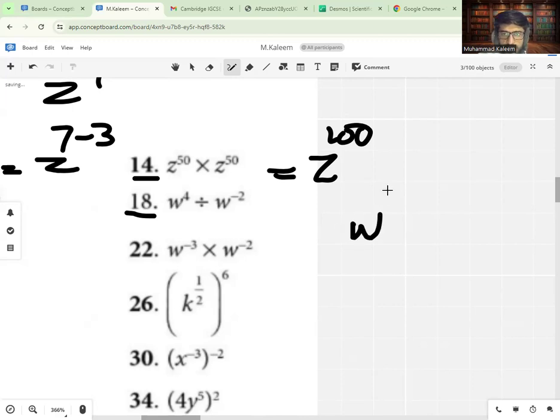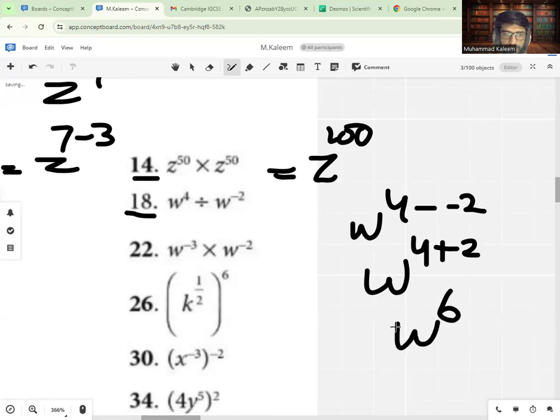So if we subtract, 4 take away -2. Here again, we are getting two signs together. It means that we just have to times these signs. So negative times negative becomes positive. So 4 plus 2 will be equal to 6. That's all.